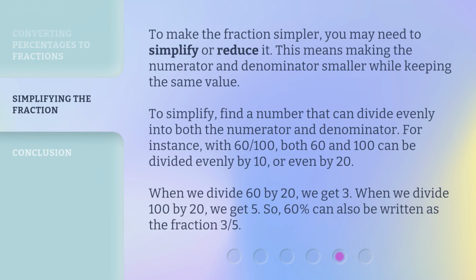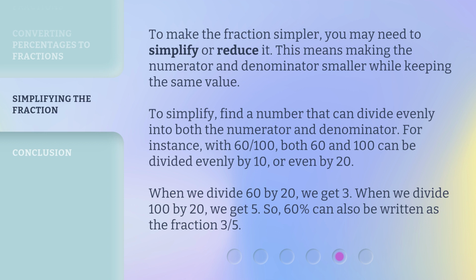To make the fraction simpler, you may need to simplify or reduce it. This means making the numerator and denominator smaller while keeping the same value. To simplify, find a number that can divide evenly into both the numerator and denominator. For instance, with 60/100ths, both 60 and 100 can be divided evenly by 10, or even by 20.